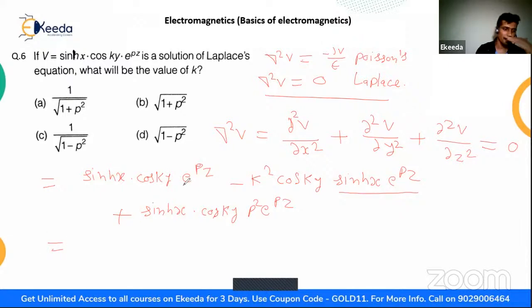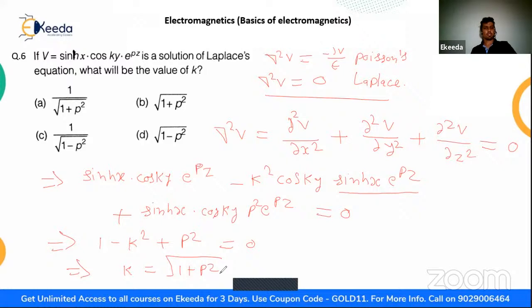So you can just cancel out the same terms. e power pz is there in all 3 terms, so we will just divide by it. Cos ky is also there in all 3 terms, and sine hyperbolic is also there in all 3 terms. So what we will get is 1 minus k square plus p square is equal to 0. From this, what is the value of k? The value of k will be the root of 1 plus p square. So the answer will be B. This will be the answer.